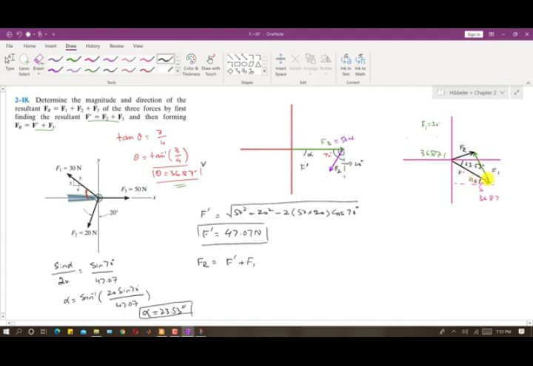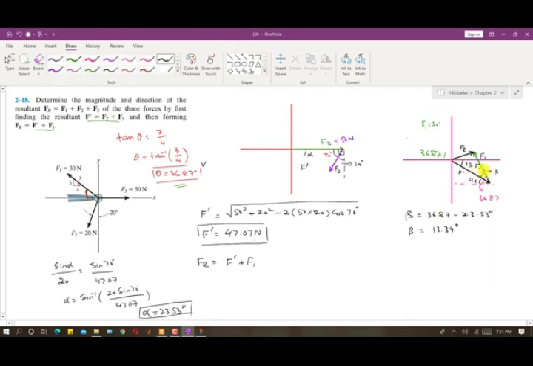So what about this angle? This angle will be 36.87 minus 23.53. So this is F1 and this angle is 36.87. Let's say that this angle, the angle between F1 and F dash, is beta. Then beta is 36.87 minus 23.53 degrees. So beta comes out to be 13.34 degrees, which is the included angle between these two.